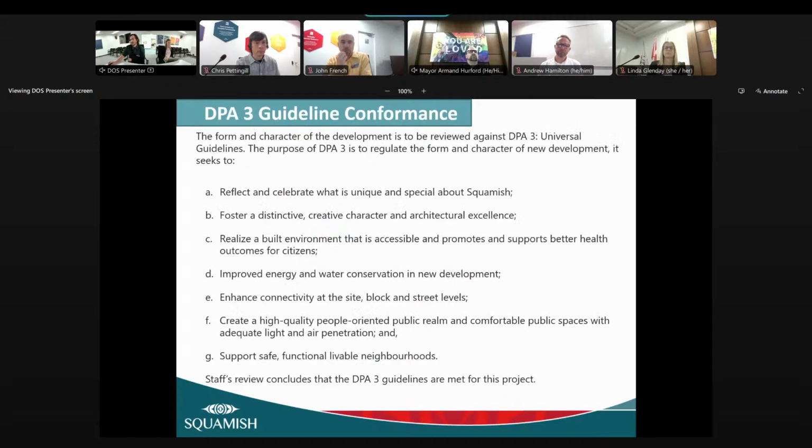Given that there are no variances to the zoning bylaw requested as part of this application, the project is to be reviewed for conformance with the DPA 3 guidelines, and staff's review concludes that the DPA guidelines are met for this project.